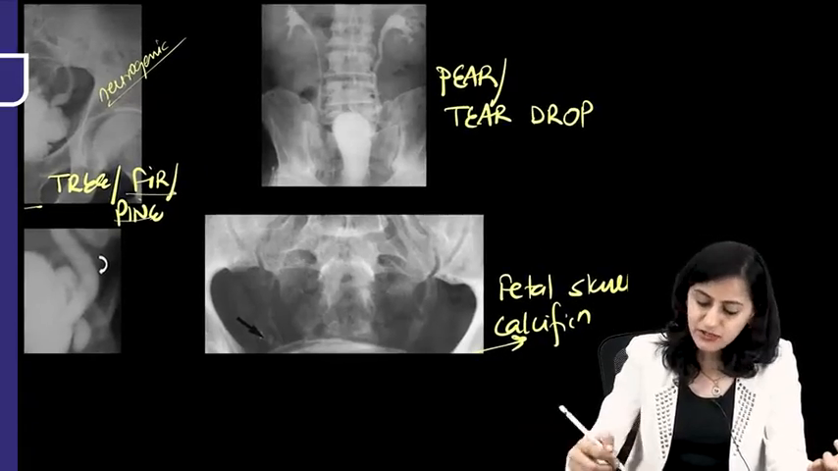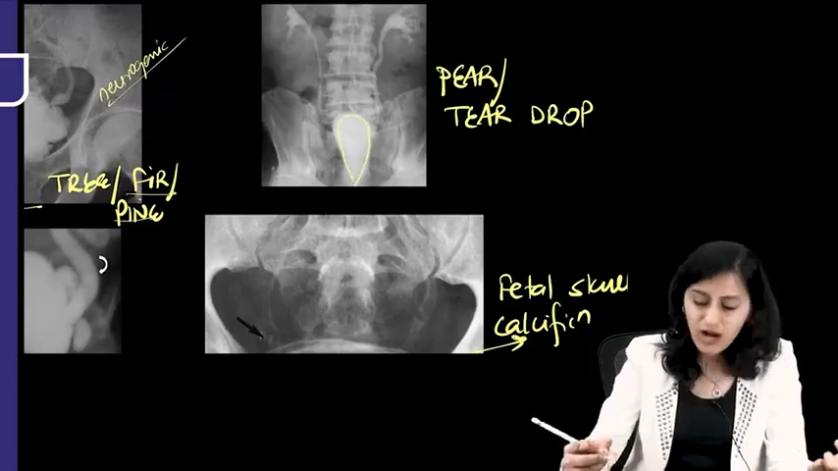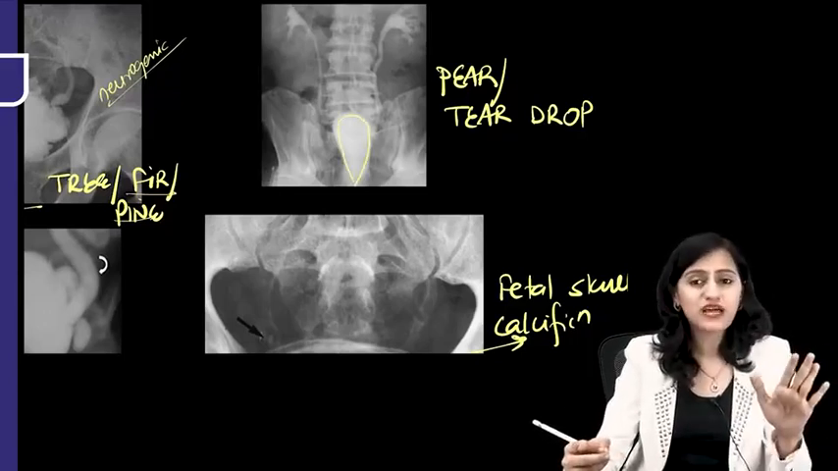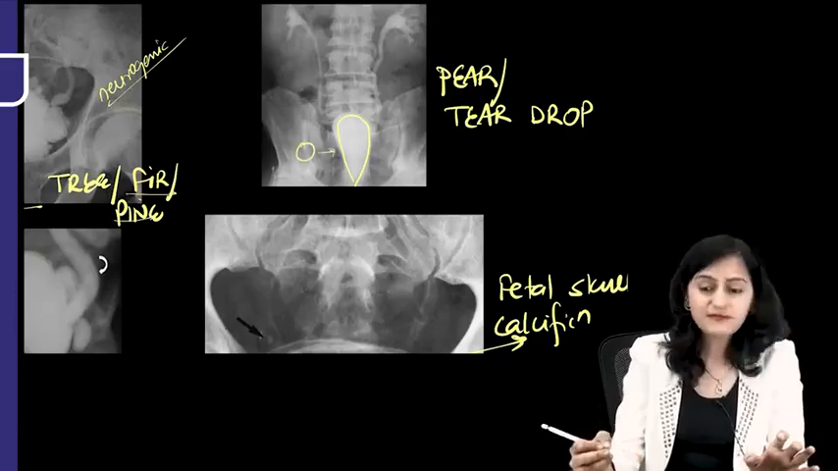Next that we have is, look at this bladder. It is elongated, but it is smooth walled. There are no diverticuli. So from round, it has become like this.